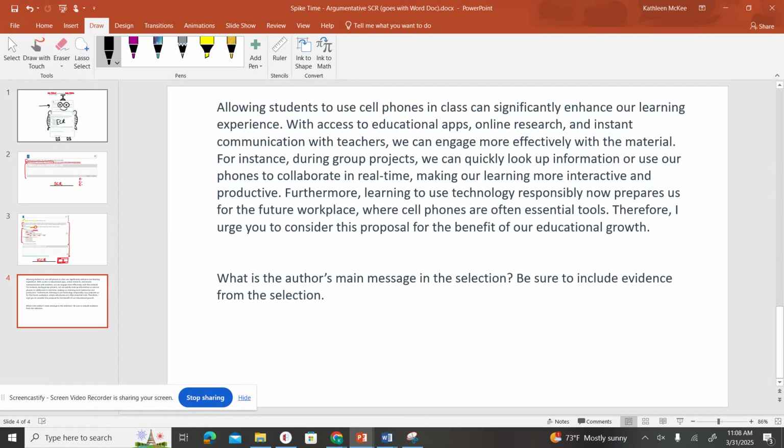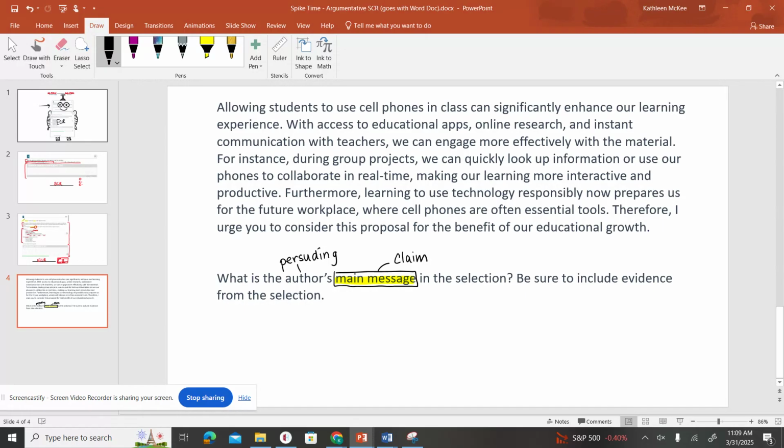Okay, the prompt that you would see for something like this might be something along the lines of, what is the author's main message in the selection? So author's main message, everybody, I want you to box that word, main message in the selection, in an argumentative text is the author's claim. It's what they are claiming, and they are persuading you to try to believe, okay? So the author is persuading you to believe their claim.